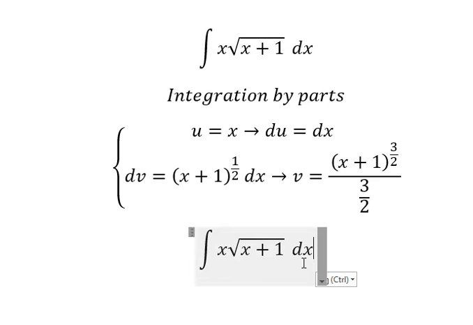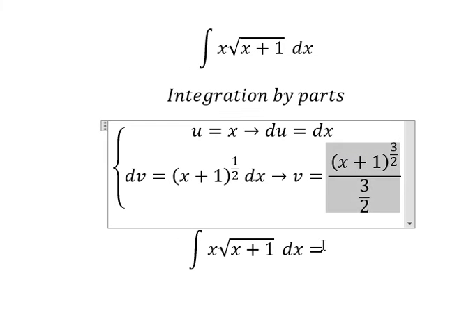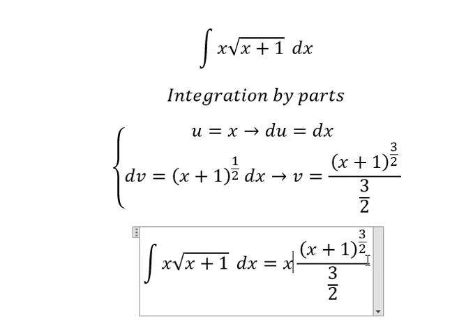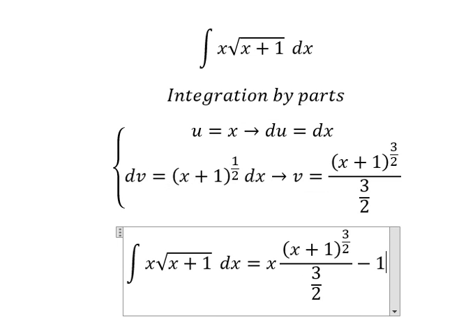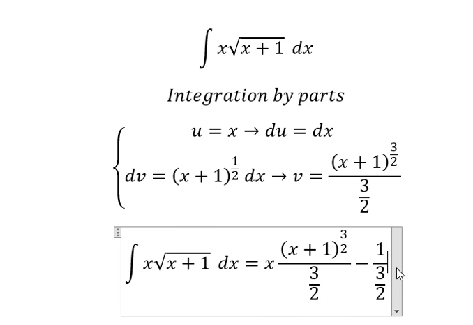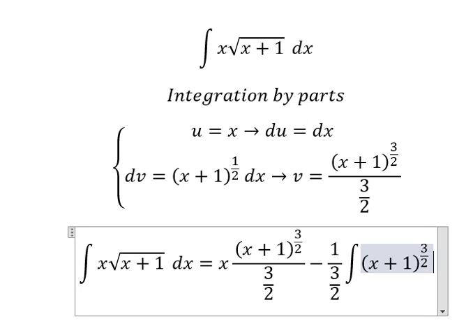So we have u multiplied by v, minus the u multiplied by v, so we have 1 over 3 over 2, and we have the integration of this one with respect to s.